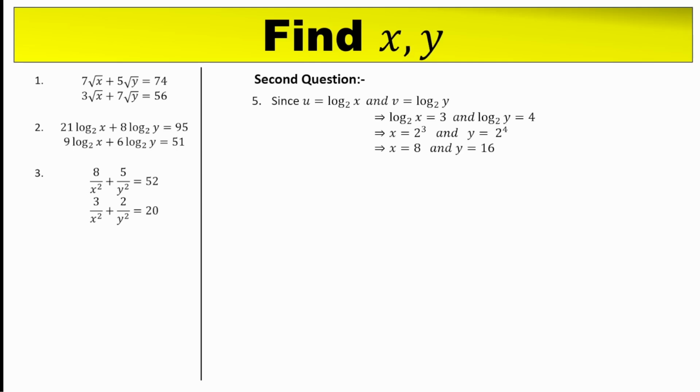Since the base of log here is 2, when you transfer this log to the right side, it will become 2 to the power of something. Hence, for x, it becomes x equal to 2 cube, and for y, it becomes 2 to the power 4. On further simplification, we will get x is equal to 8 and y is equal to 16. So these are our final answers, which will satisfy our second equation.